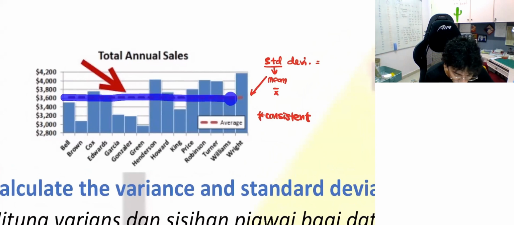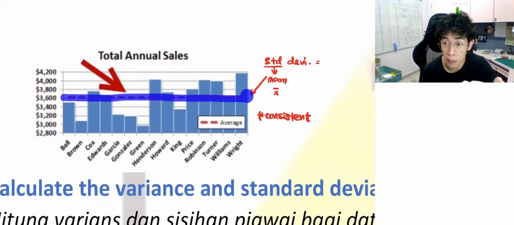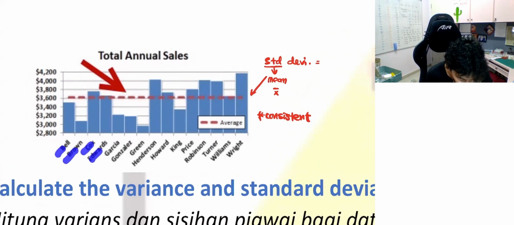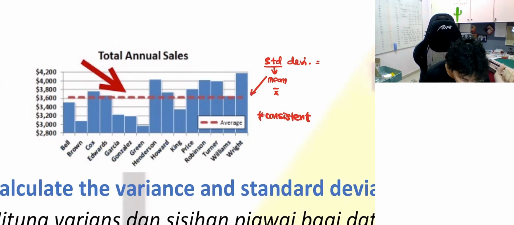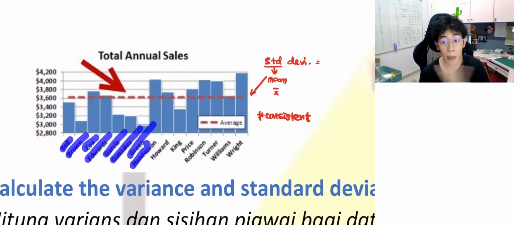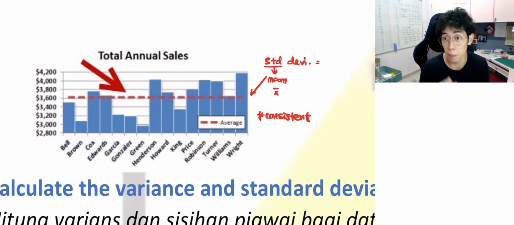So everyone, this is the mean line, right? So how do I get the mean? I will just mention it verbally instead of writing it. Very easy. There is a total of 1, 2, 3, 4, 5, 6, 7, 8, 9, 10, 11, 12, 13, 14, 15 salesmen and saleswomen over here, total 15. So how do I get the red color average mean? Very simple. Just add up Bell, Brown, Cox, Edwards, Gracia, Gonzalez, Greens, everybody. You add up, divide by 15 salespeople, and you will get the average line, which is 3,600. So that will be the mean.